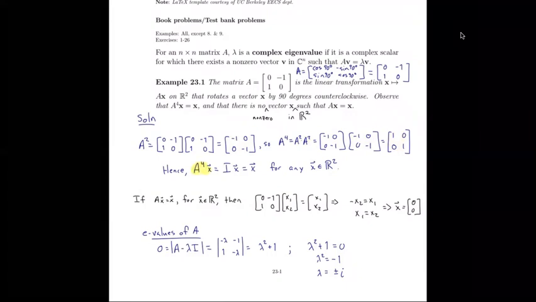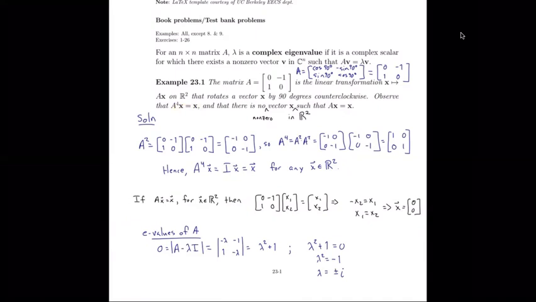So A to the fourth times x is equal to I times x, and the identity matrix times a vector is just the vector. So yeah, we've demonstrated and proven that A to the fourth power x is equal to x. So yes, of course, if we rotate something by 90 degrees 4 times, we end up where we started.